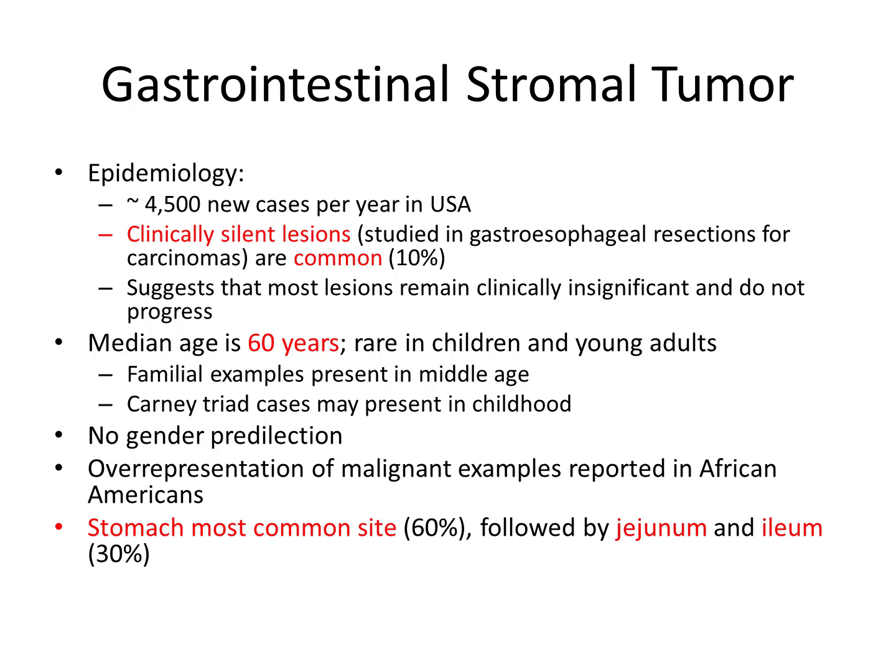Familial examples present around 40 years of age. Cases that present in association with the Carney triad may manifest during childhood. The stomach is the most common site, followed by the small bowel.